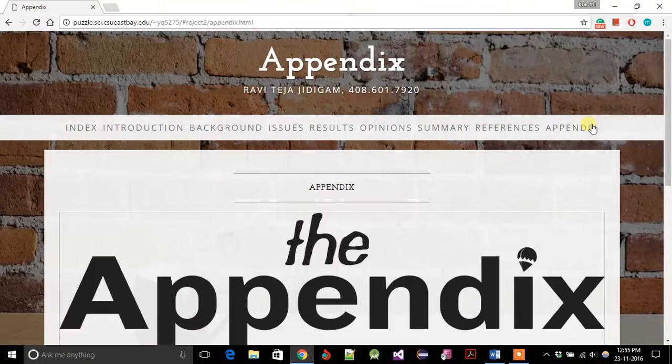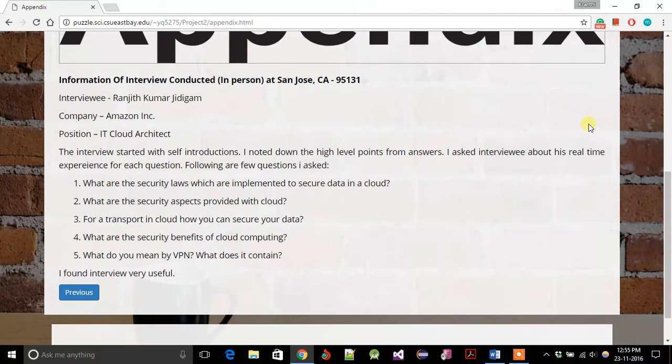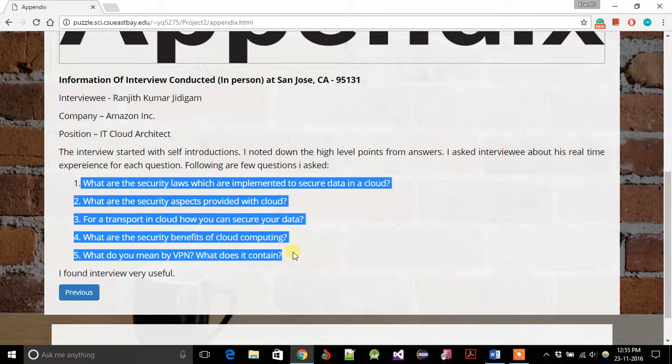This is the appendix page, where we can find a list of questions. As I said, I interviewed Ranjit Kumar, who works for Amazon as an IT cloud architect, and these are the list of questions I asked him. I found that the interview was very useful.